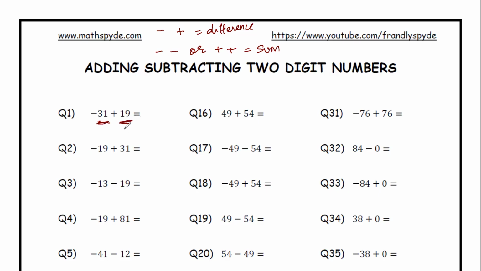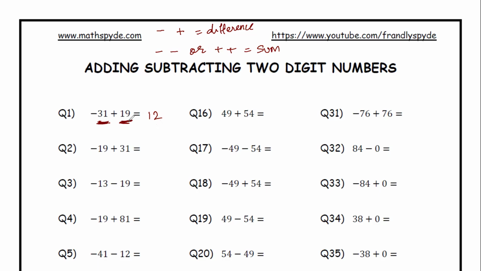So what we do out here is we know that we have to take a difference because one of the numbers is negative and one of the numbers is positive. So we simply consider these numbers without their sign and we ask ourselves, 19 and 31, what is the difference? Oh, it is 12. And now the sign of the result, which is 12, will depend on the bigger of the two numbers.